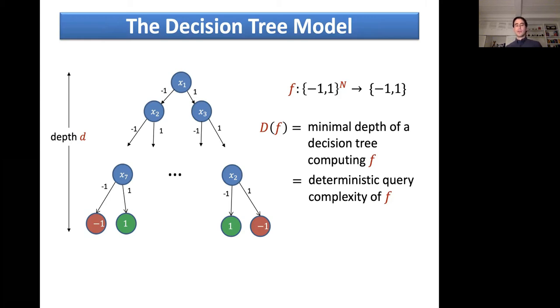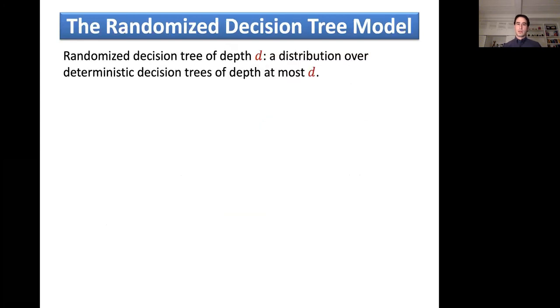If the query algorithm makes d queries, then the decision tree would be of depth at most d, and it naturally describes a computation where you start at the root and follow the path described by the input until you reach a leaf and then output either 1 or -1. This was the deterministic model.